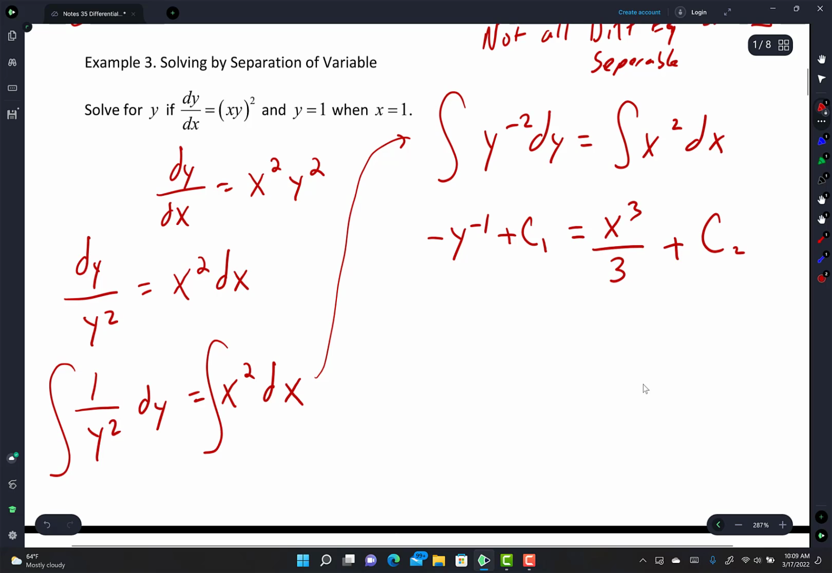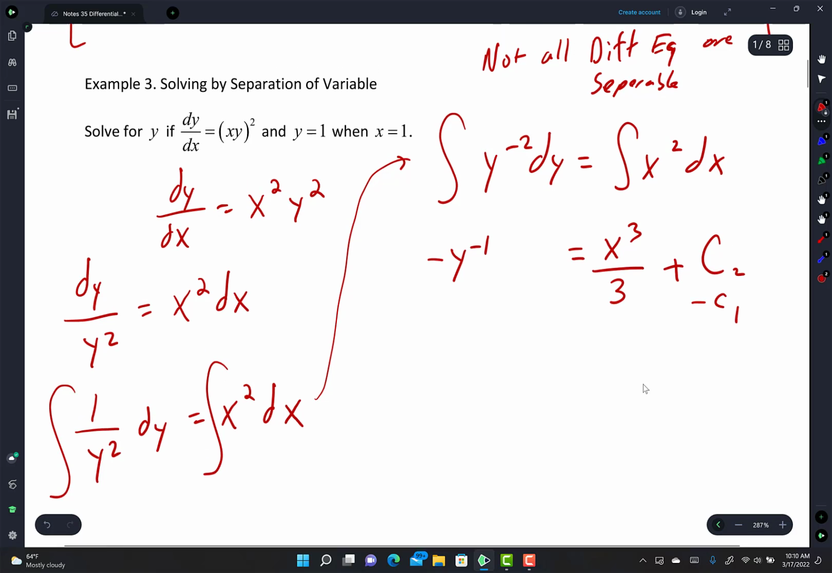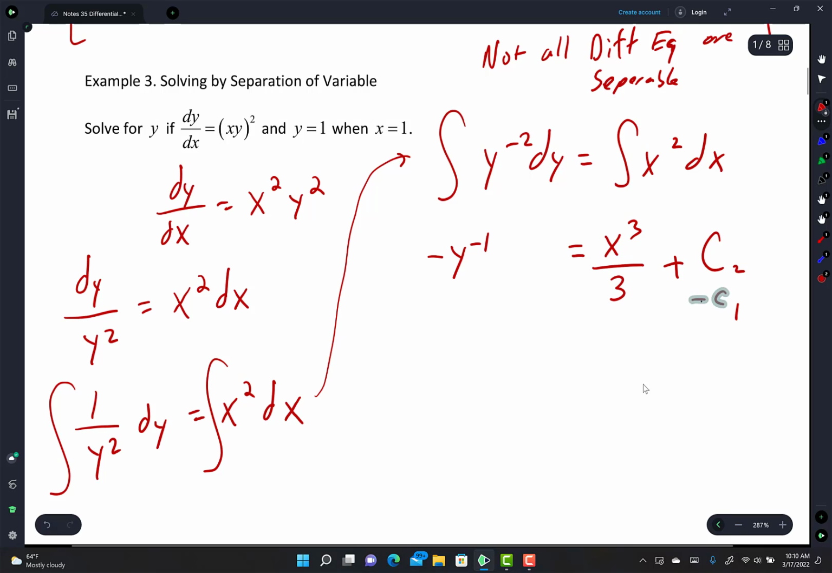But when I do this, whenever I subtract c1 from c2, isn't c2 minus c1 still a constant? Okay, so the common practice is to not write c on the left-hand side with the y's, and to just write one c with the x's. Does that make sense to you guys? Okay, so now you can write. You can put in the common practice, just put one constant.